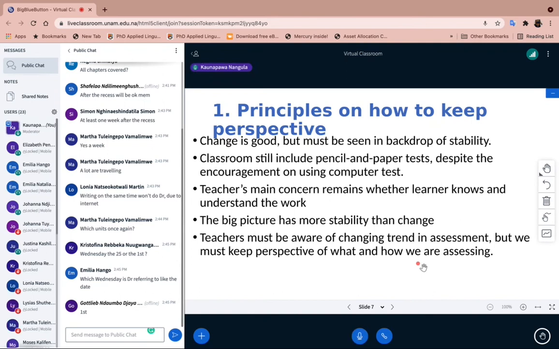And then, although reports of accountability and legal issues about the test are written in the media, our concern as teachers still needs to be on whether the learners know what we have presented to them and they understand what we have presented to them. So the bigger picture has more stability than change, all right? Because even if assessment changes and evolves, our main focus is always on what the learners have learned, what they can do with what they have learned, and if they have really understood what we have taught them, all right? And thus, as teachers, being aware of the changing trends in assessment, we must still keep the perspective of what to assess and how we are assessing. All right, so that's what we have there.